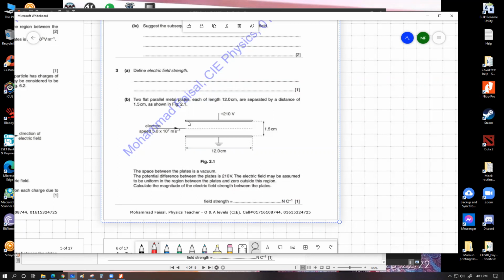You're looking at a 2D figure because it's seen from the side. Within this cuboid space, we have an electric field. Outside this cuboid space, there is no electric field. We're assuming it for the sake of simplicity.